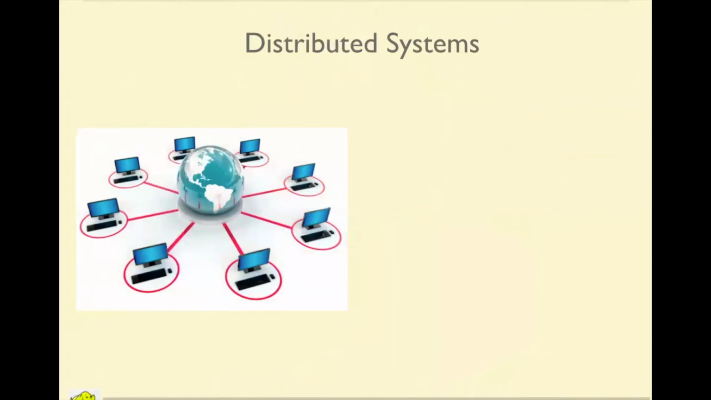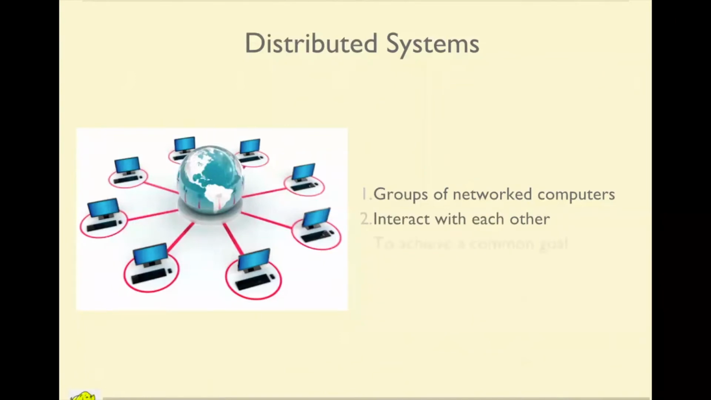Now the second term that will keep coming again and again in our discussion is distributed systems, or distributed computing. Distributed systems means groups of networked computers that interact with each other in order to achieve a common goal. Let me reword it. In order to solve a single problem, when one computer is not able to achieve the result, instead of buying a supercomputer, you connect multiple computers together and utilize all these computers to solve your problem and achieve your goal. That's what a distributed system is.